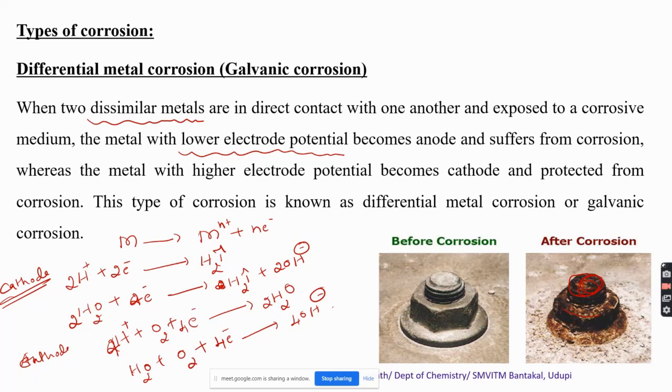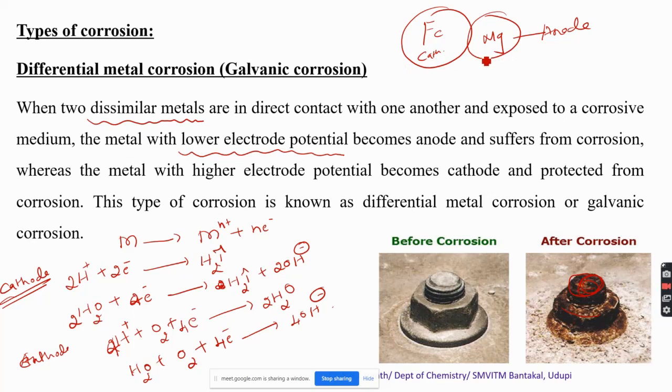It is usually observed when two dissimilar metals are in contact. Even in the protection of metals, we may couple iron with metals like magnesium. Of these two metals, magnesium acts as an anode. The metal with the lower electrode potential becomes the anode and suffers corrosion, whereas the metal with the higher electrode potential becomes a cathode and is protected. Even iron does not undergo corrosion when it is coupled with magnesium.